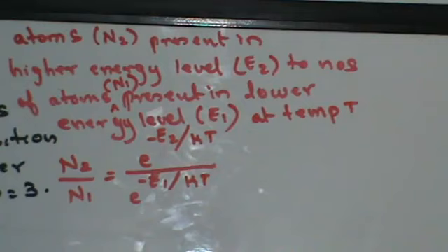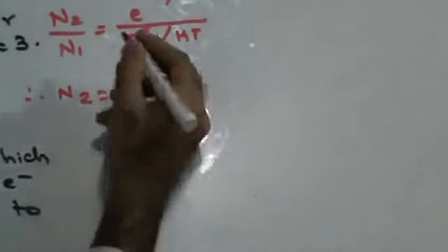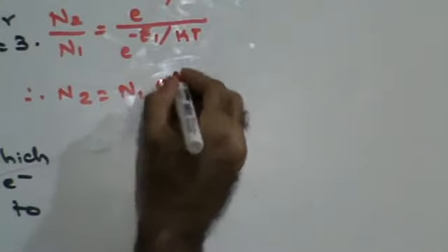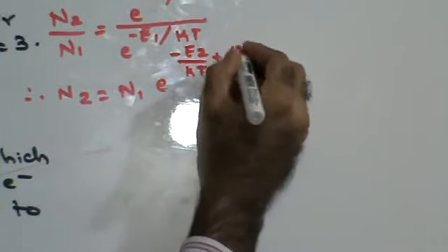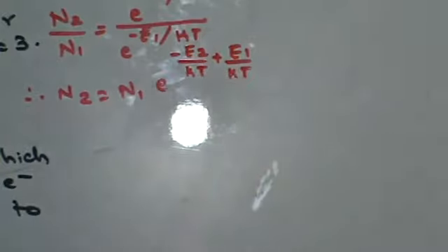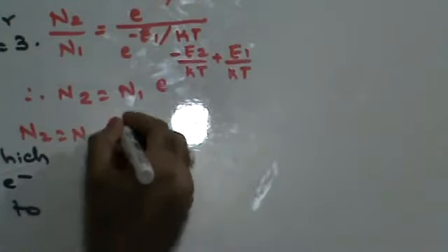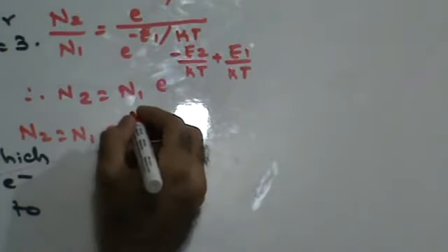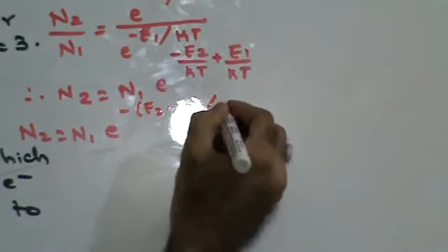That means I can therefore say that N2 is equal to N1, by using the law of indices, e raised to minus E2 upon KT, minus into minus plus E1 upon KT. Right? So N2 is equal to N1 times e raised to, KT can be taken as common, so this is minus (E2 minus E1) upon KT. I'm taking the minus sign common outside, right?